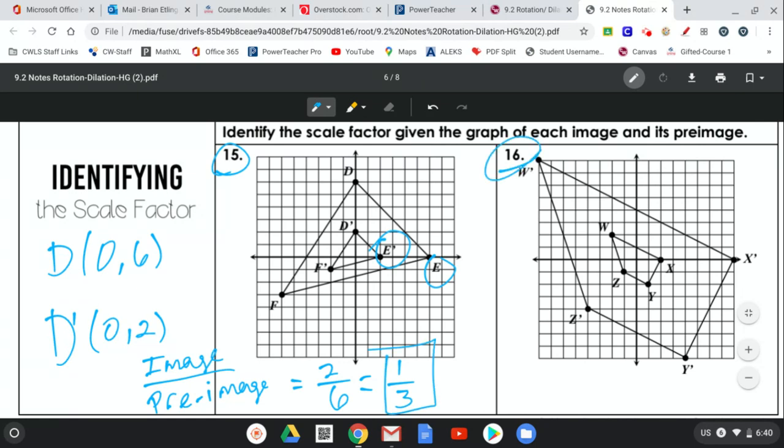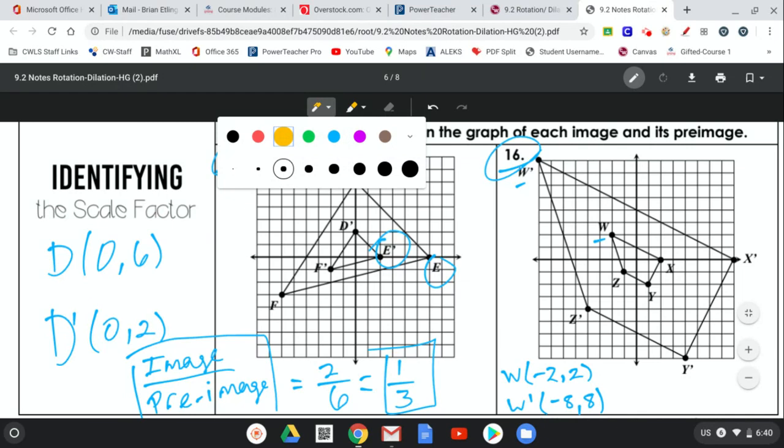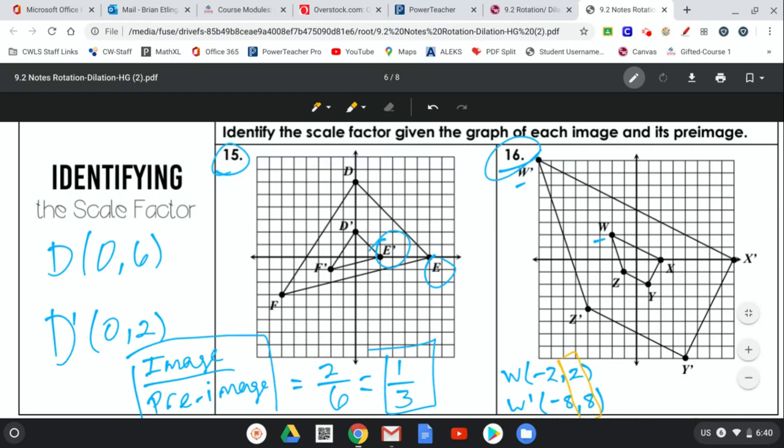If we're looking at number 16, let's pick W and W prime. So W is at -2, 2, and W prime is at -8, 8. So doing image over pre-image, it doesn't matter which coordinate you pick. I'm going to pick the positive ones because that just makes the most sense to me, because then you get a positive number instead of doing negative divided by negative. Positive numbers are easier to work with.